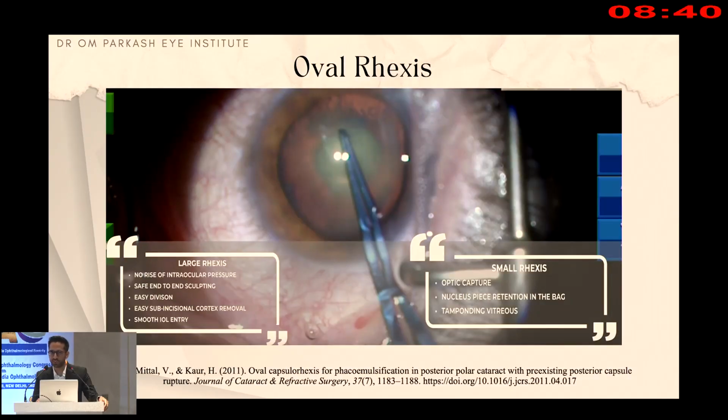Another thing which is very important is the use of an oval rhexis, because this gives you an advantage of both a large as well as a small arm of rhexis. The large arm helps you, and there's no rise of intraocular pressure. You can do a safe end-to-end sculpting. There is easy division, easy sub-incisional cortex removal and a smooth IOL entry. The small arm of rhexis gives you an option of optic capture, nuclear piece retention in the bag, and also helps in tamponading the vitreous.